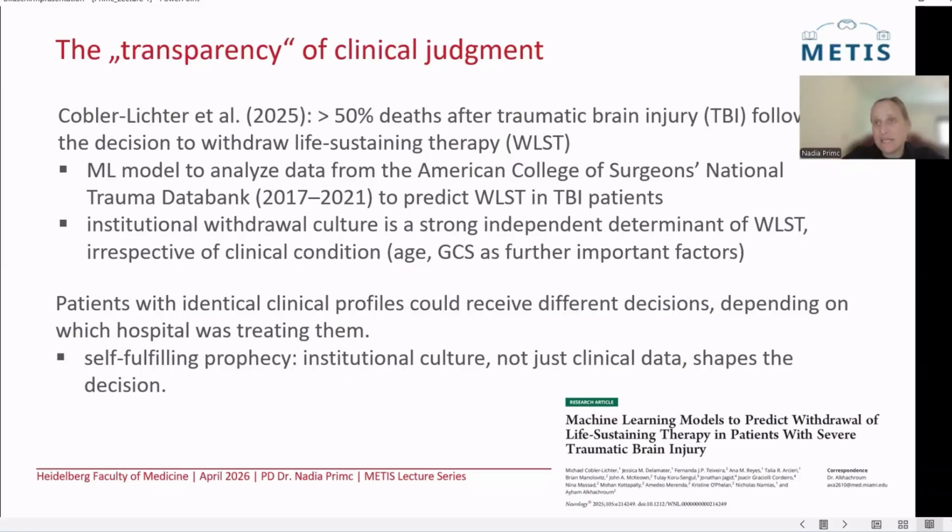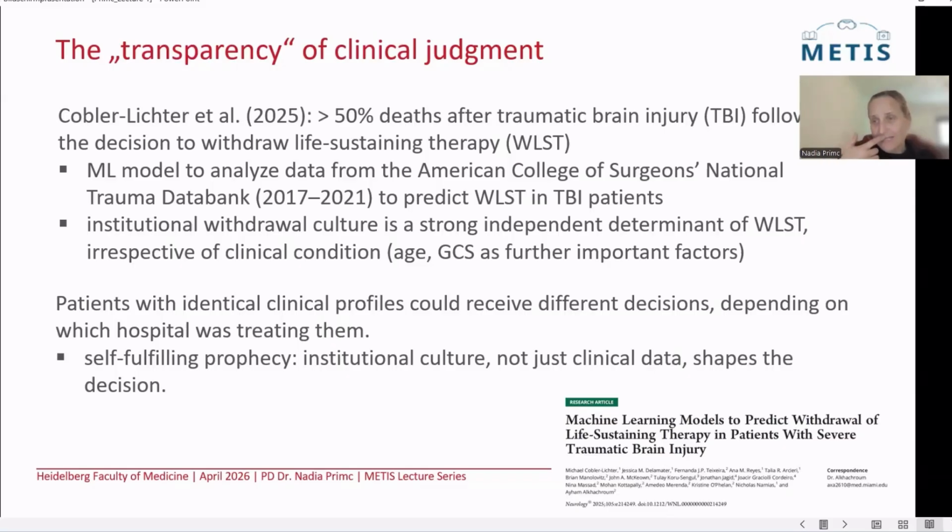What they did, they used data from more than 30,000 patients that were documented in the National Trauma Database of the American College of Surgeons, data that was collected between 2017 and 2021. And they used that data to train a machine learning model to predict whether a patient would have life-sustaining treatment withdrawn during their hospital stay or not. And the model they trained performed very well. So they were satisfied by the performance of the model.